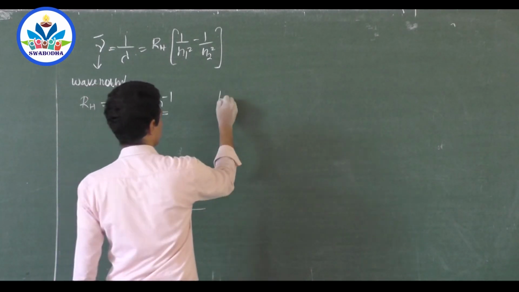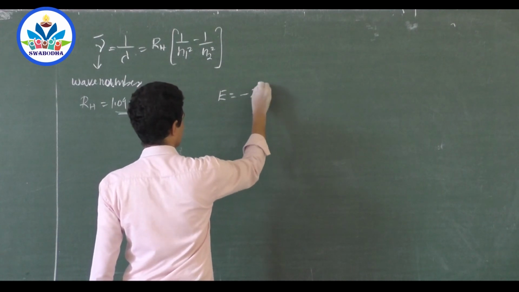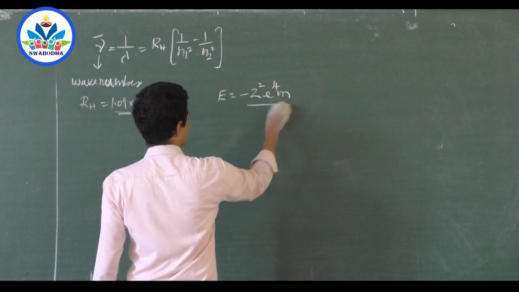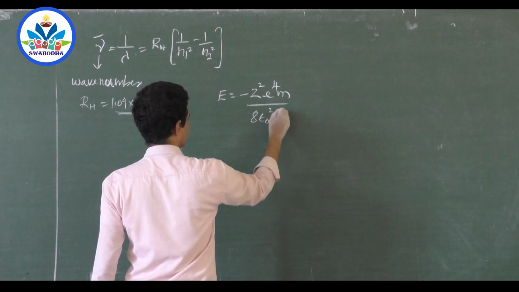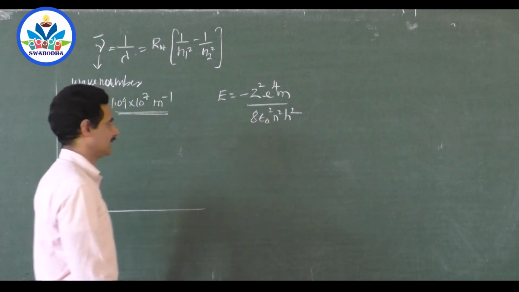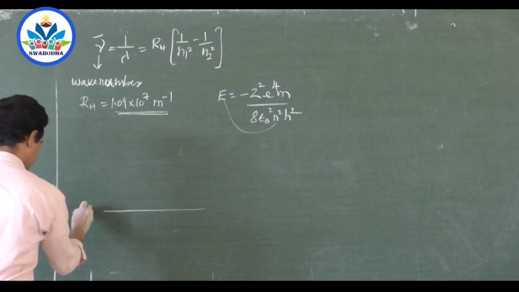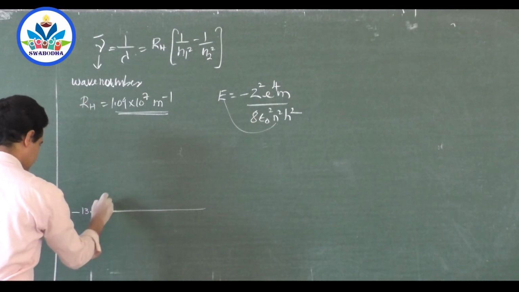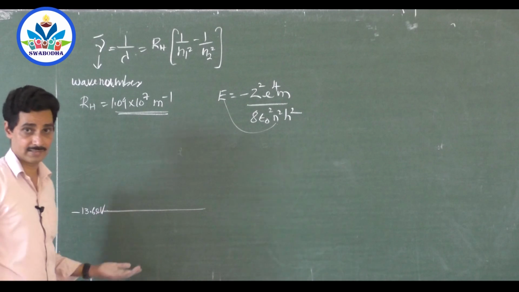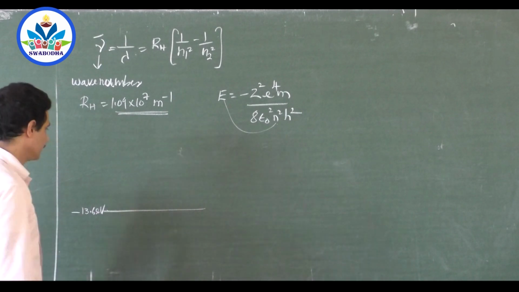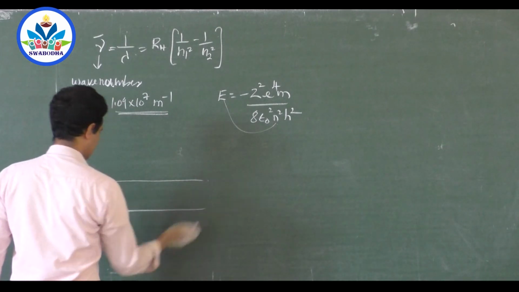Try to remember the formula for energy also: minus Z square e to the power 4 m by 8 epsilon naught square n square h square. That is the formula for energy. It is inversely proportional to the square of the quantum number. So if minus 13.6 electron volt is the first energy state, the ground state energy of the hydrogen atom, what is the energy in the next energy level?